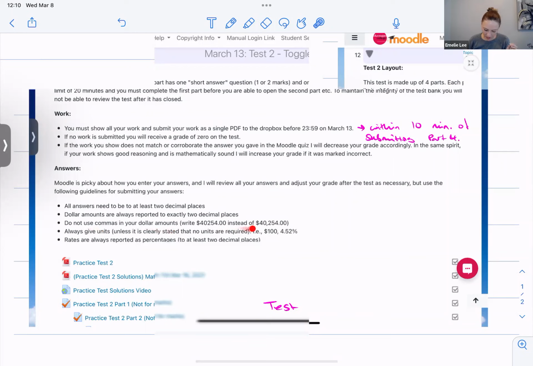You don't want to use any commas, even though we do to make it more readable, right? But Moodle doesn't like that. Always give units, and rates are reported as percentages to at least 2 decimal places.